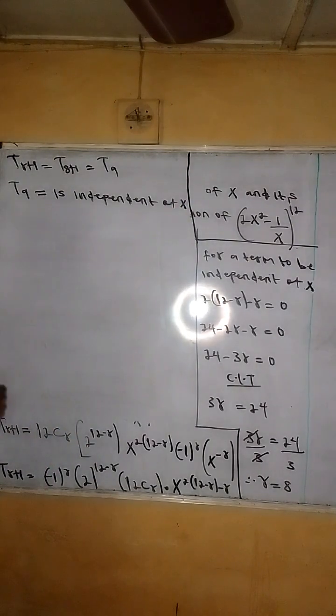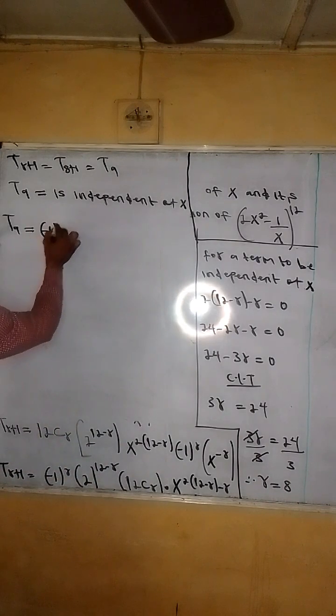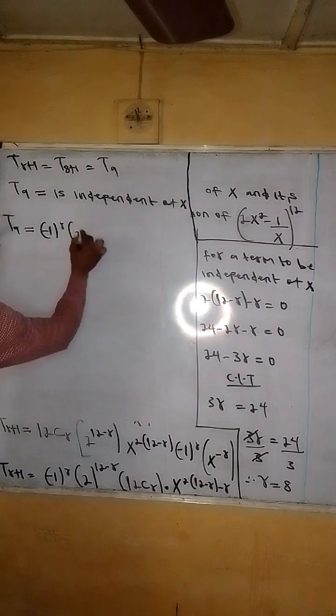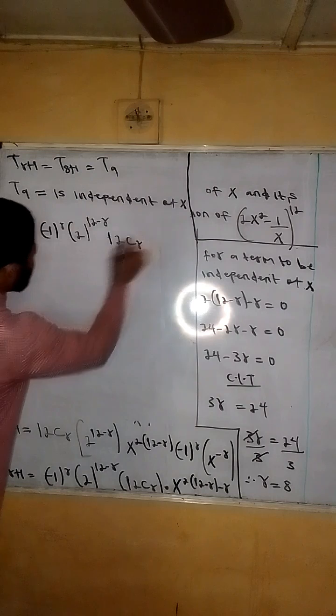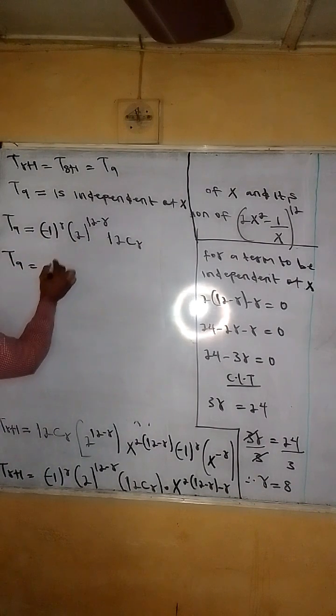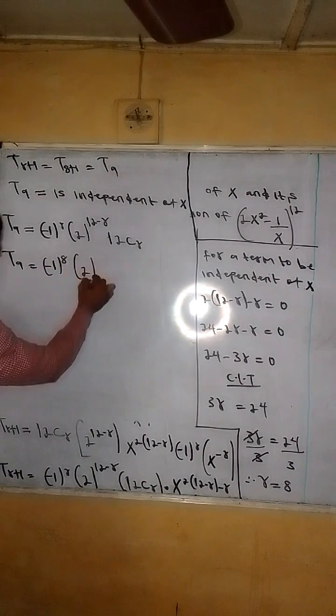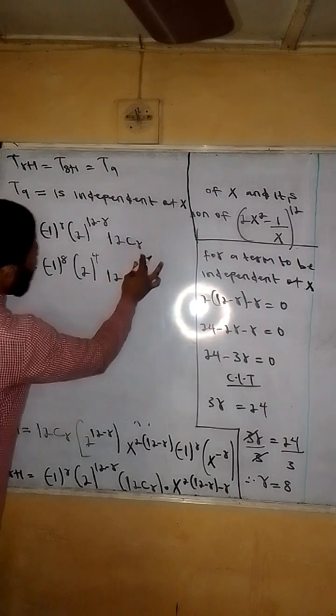Now, what is the coefficient of T9? What is the number on T9? To get that coefficient, all we need to do is to simplify from here to here. We just come to (-1) raised to power r, then 2 raised to power 12 - r, into 12 combination r. We just expand this, we simplify this for us to get the coefficient. So this becomes (-1) raised to the power 8 into 2 raised to the power 12 - 8, which is 4, into 12 combination r, which is 8.